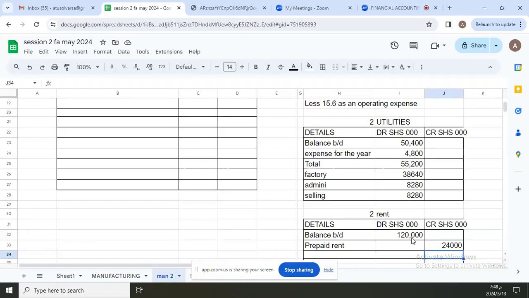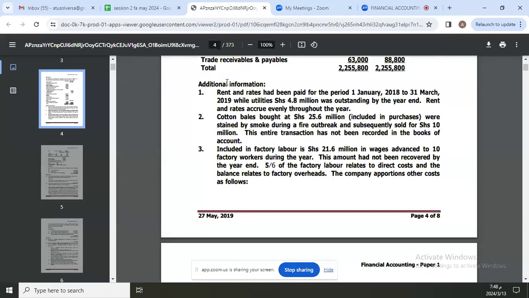We are saying the rent we paid is 120,000, but the question is saying rent and rates had been paid for the period from January 2018 to 30th of March 2019. We said we must close accounts by every year end. Any information going to the next year should be included in the financial information for the next year. So we still have the excess of 3 months we paid, but we are not going to use it in this year.